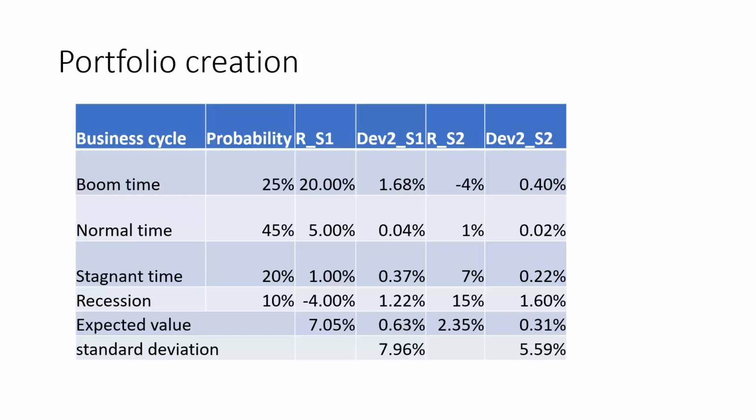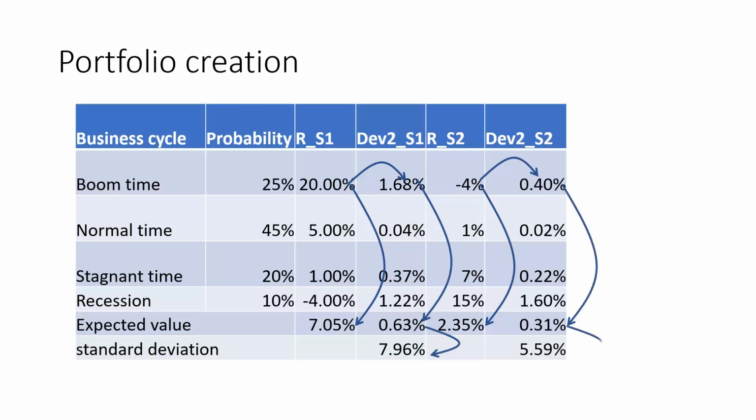So let's see what we have done so far. So far, we've created the expected value of stock 1. Then we created the expected value of stock 2. Then we took the squared deviation of stock 1. We got the squared deviation of stock 2. We got the variance of stock 1. We got the variance and standard deviation of stock 1. We got the variance of stock 2 and the standard deviation of stock 2. That's what we've done so far.